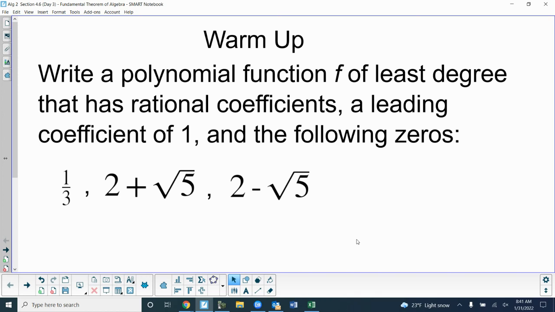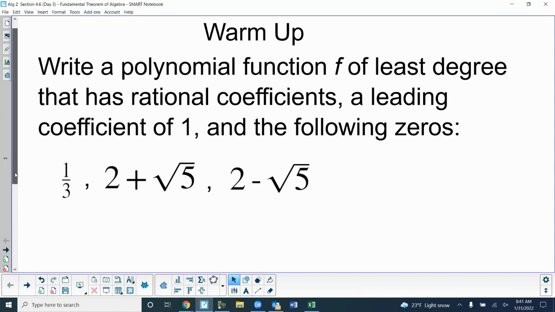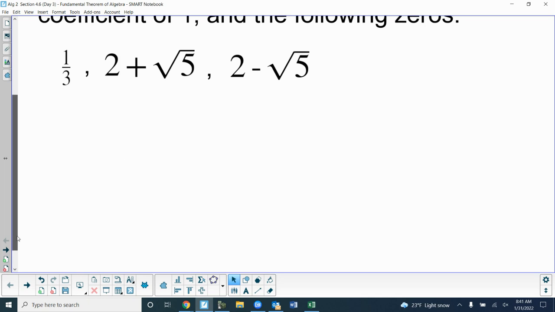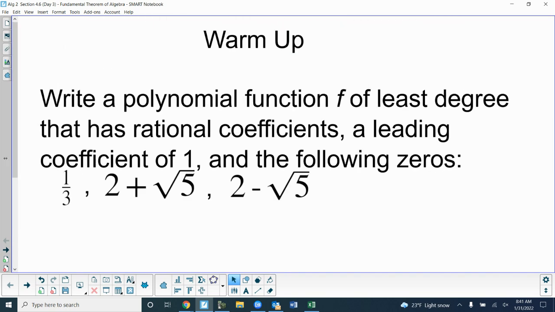How do I write 1/3 as a factor? Let's go. How do I write 1/3 as a factor? 3x minus 1, correct. The denominator?